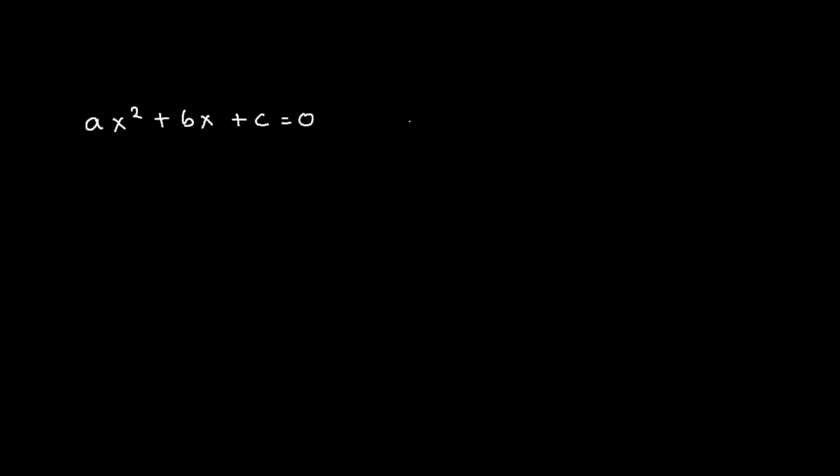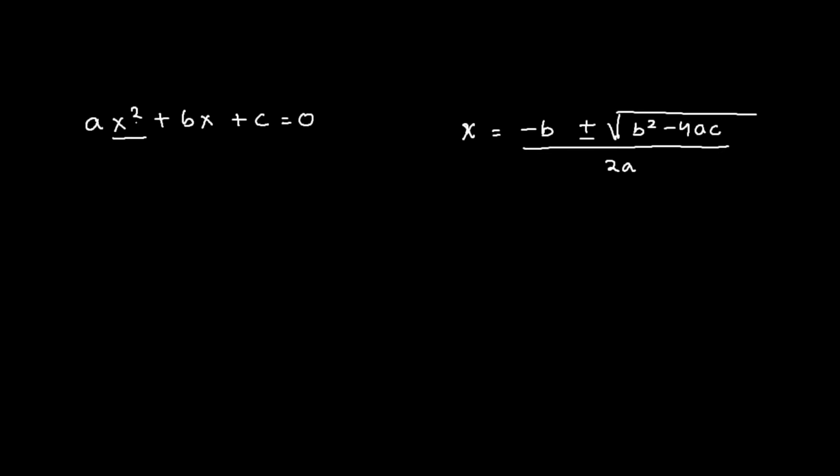The quadratic formula for this is given by x = (-b ± √(b² - 4ac)) / 2a. As the highest degree of a quadratic is 2, there will be two solutions. One solution will be for the plus sign and the other solution will be for the minus sign. So we say these are the two roots.